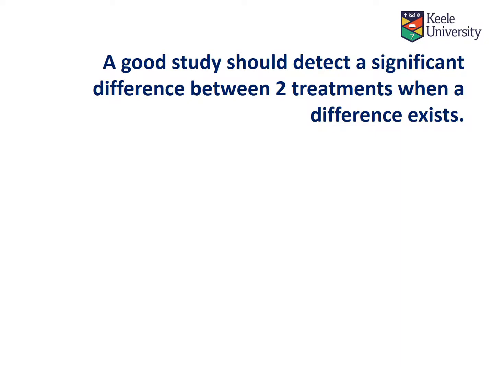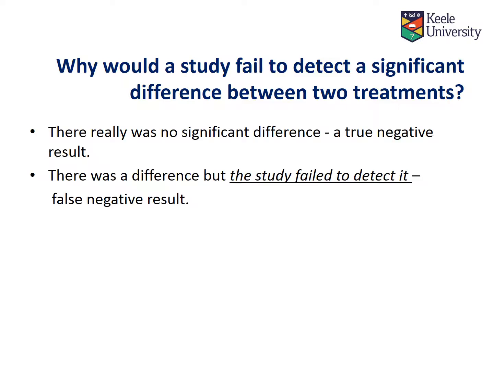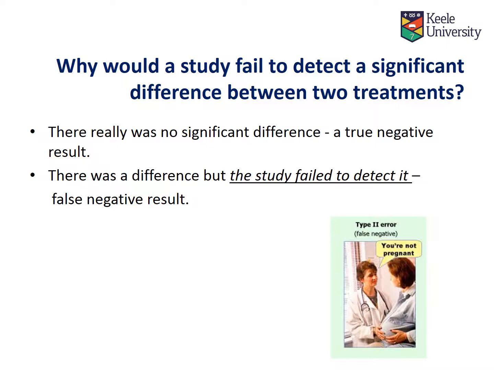A good study should detect a significant difference between two treatments when a difference exists. Why would a study fail to detect a significant difference between two treatments? There really was no significant difference, so a true negative result. But in some instances there is a difference, but the study failed to detect it, and this is what we described earlier as a false negative result. So there is a difference, but we just couldn't detect it.